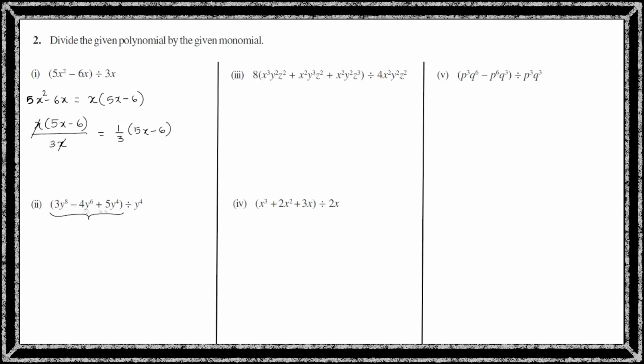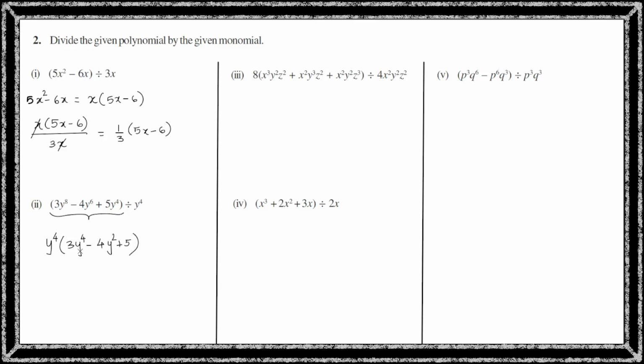Now you can see that there are three terms here, and y power 4 is common in these three terms. So let us take y power 4 outside the bracket, and then I have 3y power 4 minus 4y square plus 5, correct? Now can I factorize this any further? You will see that you will not be able to factorize it any further, right?